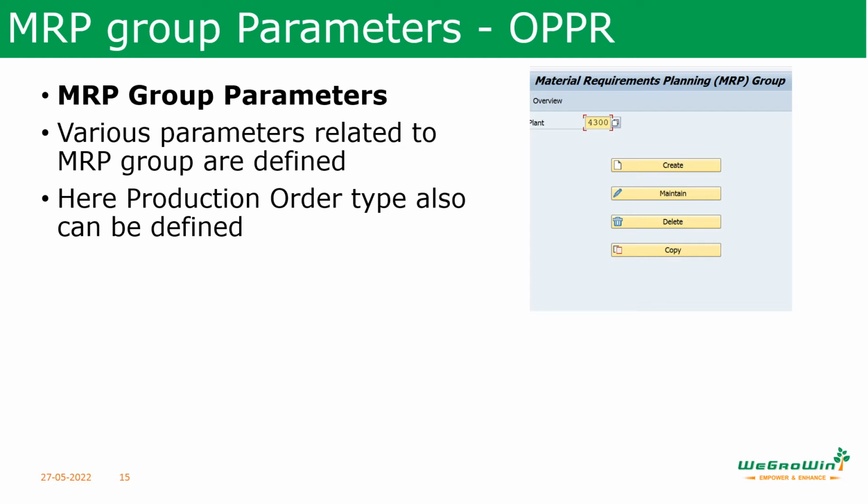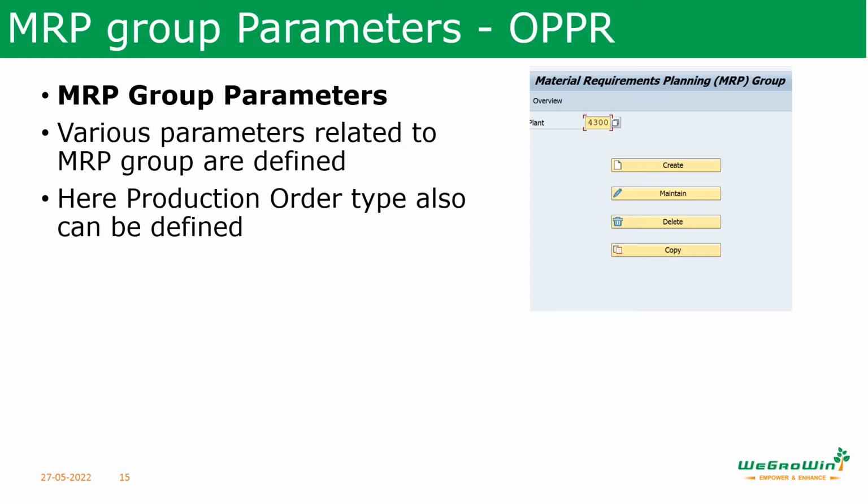Next, here we are defining the MRP group parameters. Right now, we can define and assign some parameters for individual materials. But if you want to assign an MRP group to a material and define all the parameters in the MRP group, then whatever we defined in the MRP group will be assigned to this particular material. All these parameters will be copied.